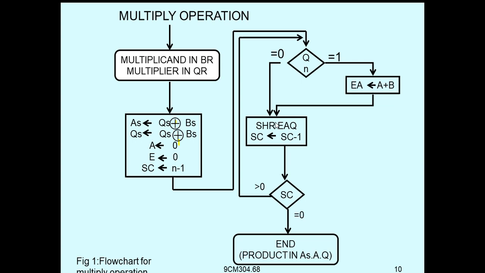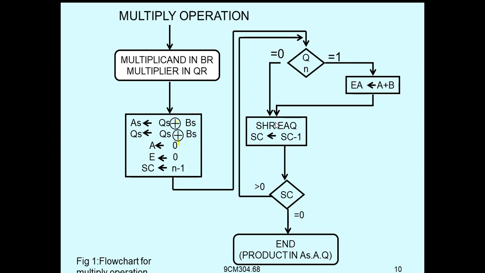The sequential counter is equal to the number of bits of the multiplier. Remember one thing: the multiplier holds 5 bits, but they are not only the magnitude bits, it includes the sign bit also. For that reason we have to initialize it with n minus 1. Then initialization is over, and we go to Qn. You have to check the Qn bit.